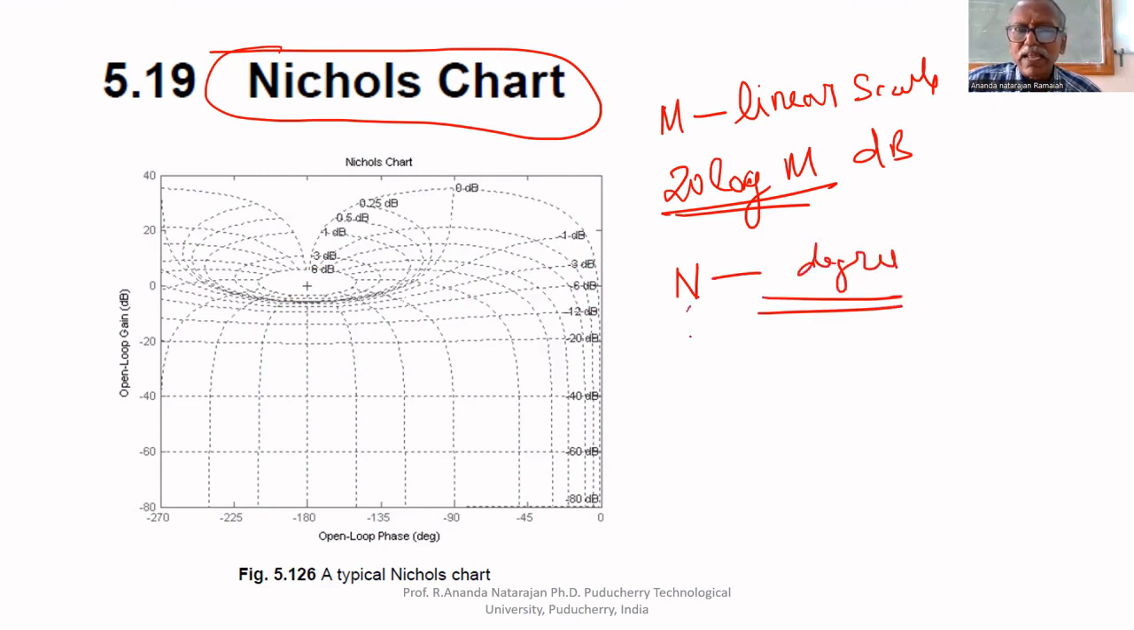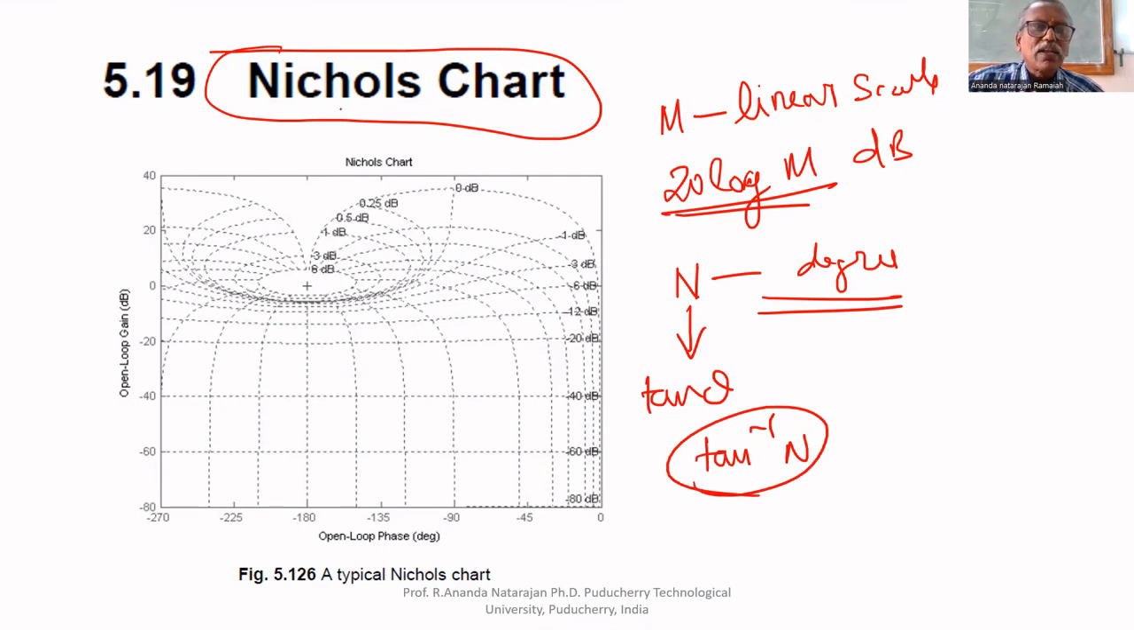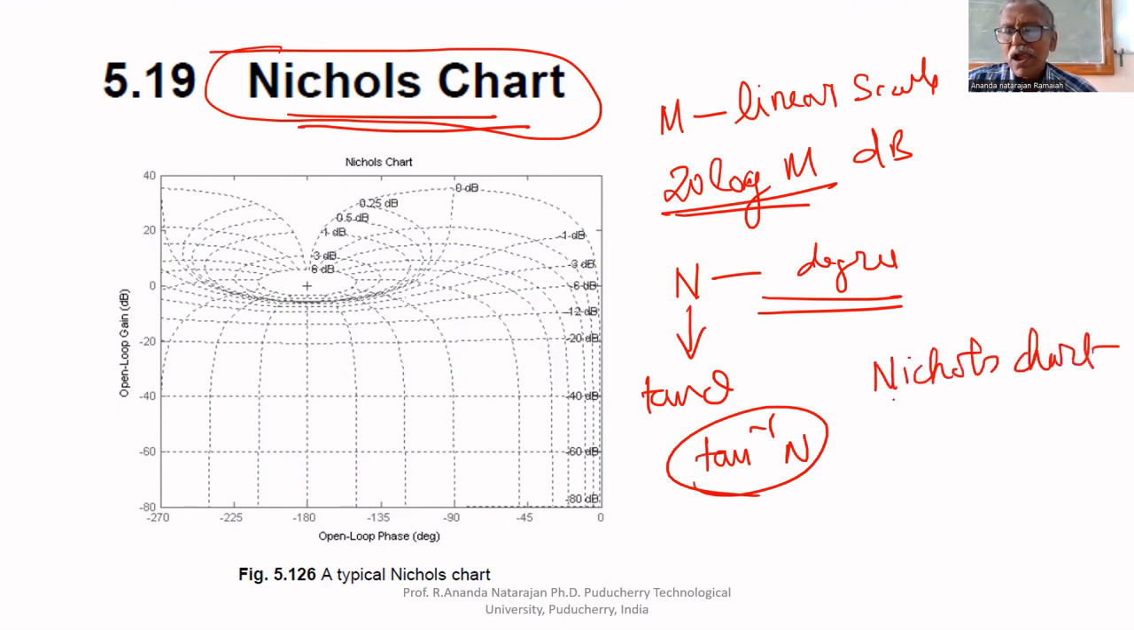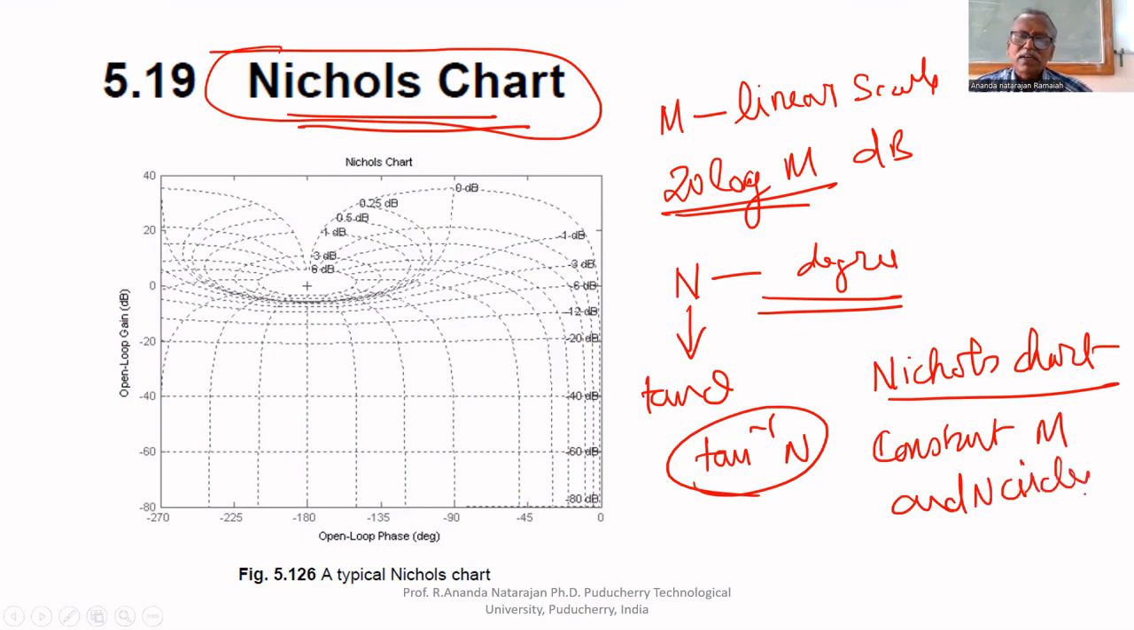N is equal to what? Tan theta. So if you find tan inverse of n and plot on a graph sheet, that is called a Nichols chart. What is a Nichols chart? A Nichols chart is constant m and n circles, but constant m's are in decibel scale and n's are in degrees, not tan theta.